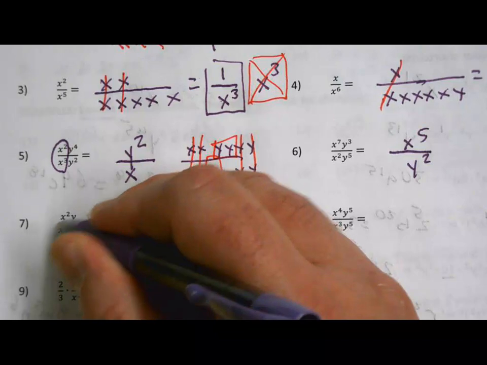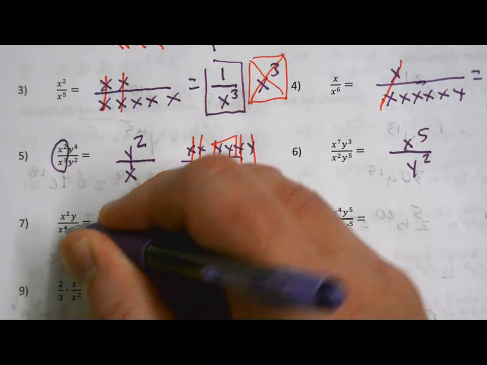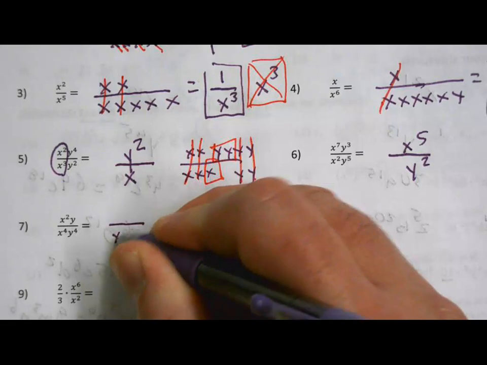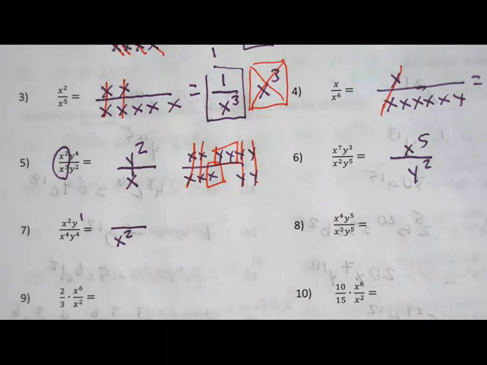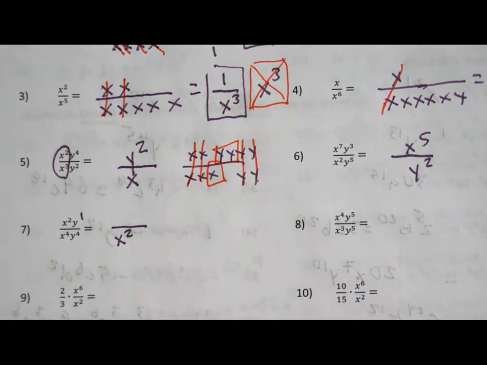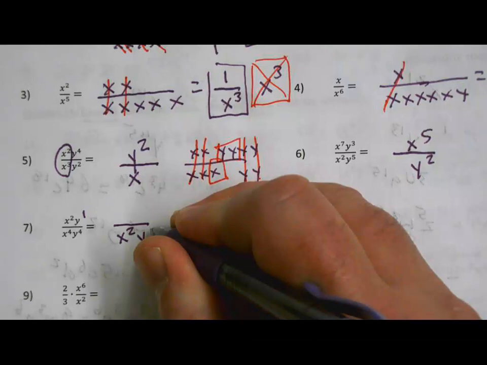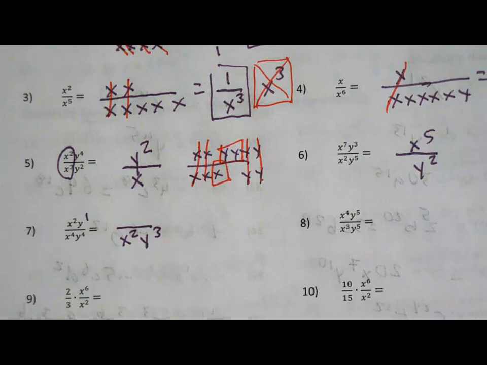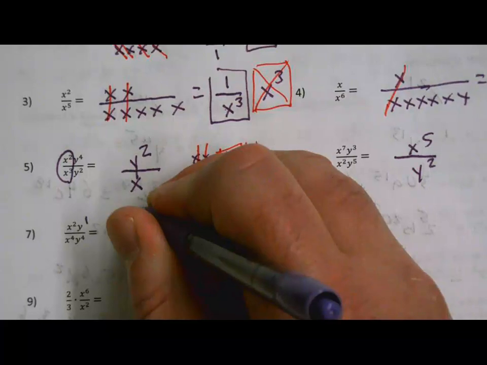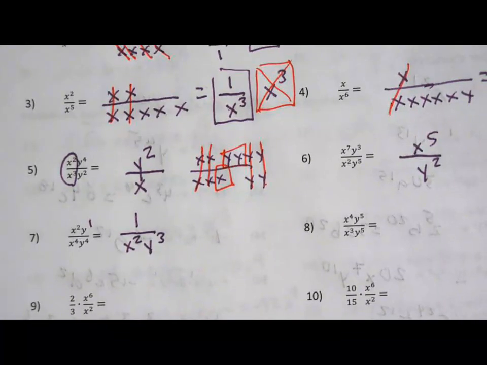2 and 4, so these are going to cancel. There'll be 2 leftover x's on the bottom. 4 and 1, there's going to be 3 leftover y's on the bottom. And this is the only place where a 1 is required. If everything cancels in the top of a fraction, we have to put that 1 in there. So that would have a 1 upstairs.